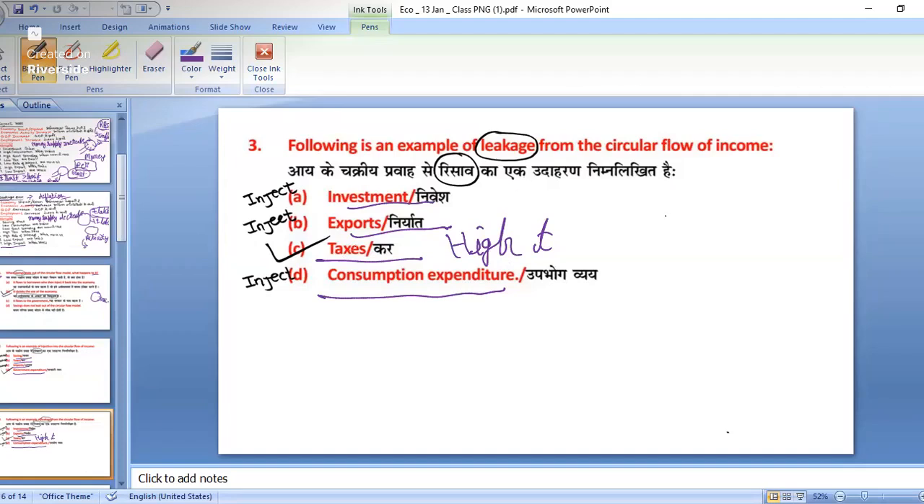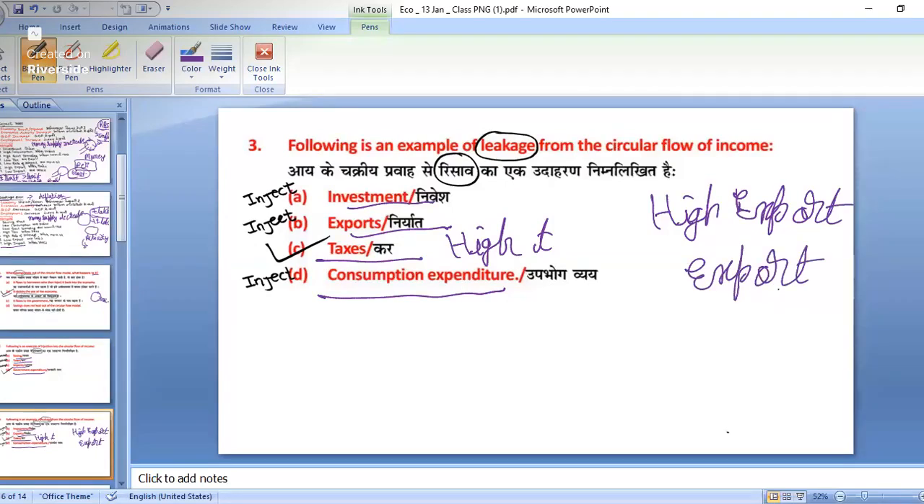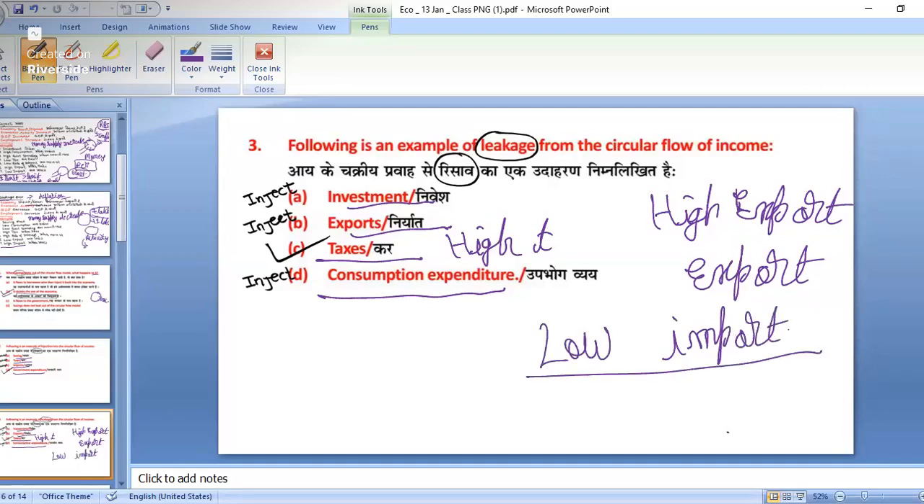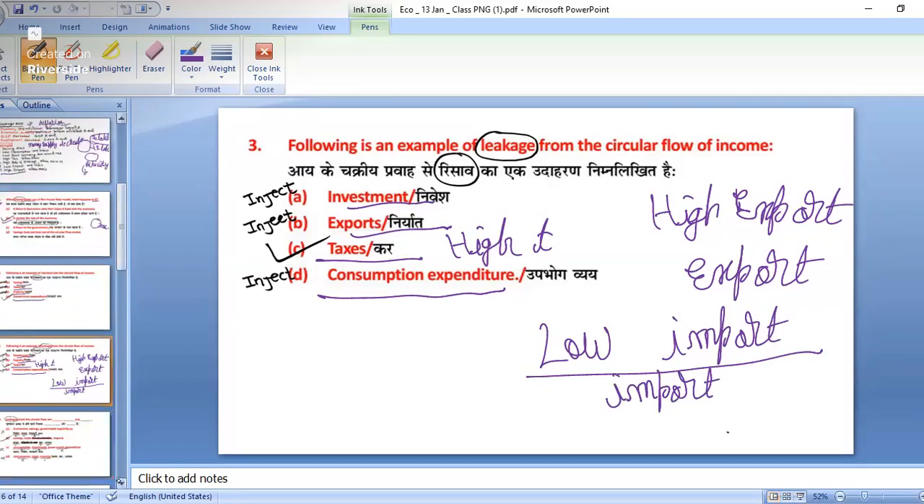Like we have studied, high export is part of injection. Even export also is part of injection. Like in import, low import is part of injection. But if only import is given, or high import is given, it is part of leakage. So remember these things also.